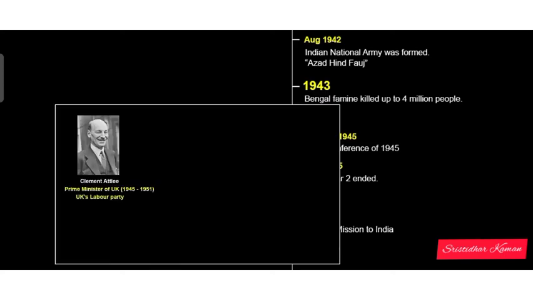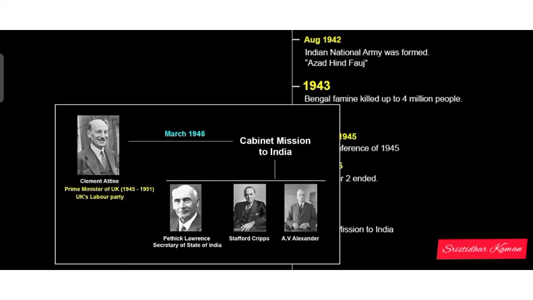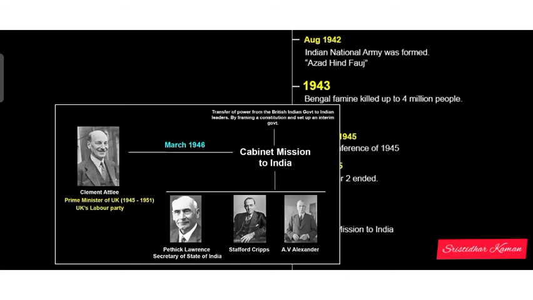At this time, Clement Attlee was the Prime Minister of UK. He decided to send a mission to India for the transfer of powers from the British Indian government to Indian leaders. The mission had 3 British cabinet members, Pethick Lawrence, Stafford Cripps and A.V. Alexander. The main objective of the cabinet mission was the transfer of power from the British Indian government to Indian leaders by framing a constitution and setting up an interim government.